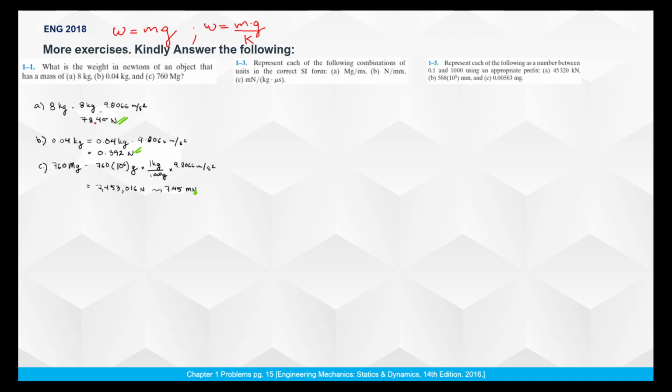For the 760 megagrams, I first expanded it to exponent form, then converted grams to kilograms, because the base unit of the newton, if you recall, is also kilogram meter per second squared. Hence the conversion from gram to kilogram. Attach it to meters per second squared, and you have 7.4 million newtons. It's kind of big, so you can express it in this form: 7.45 mega newtons.